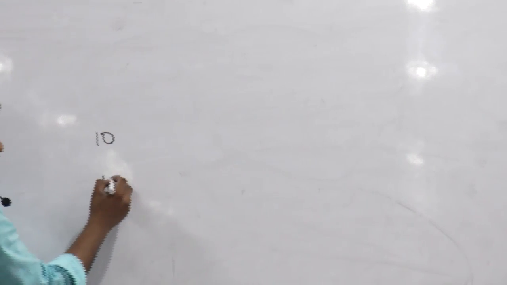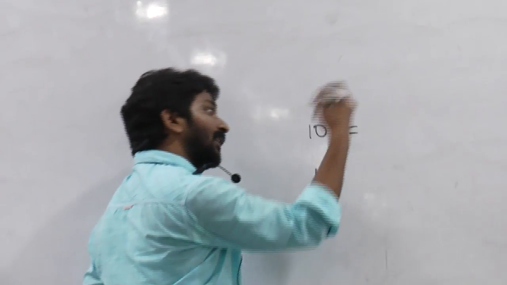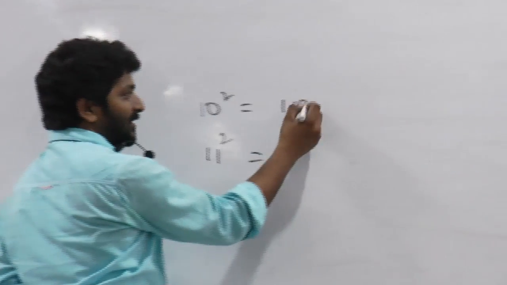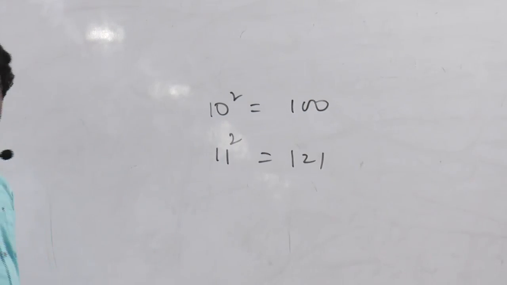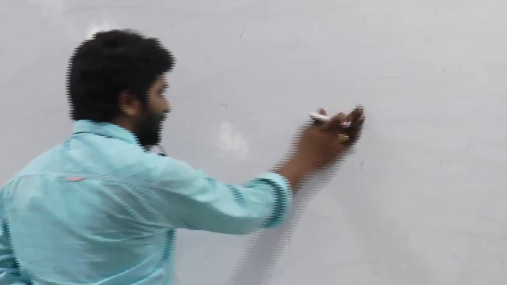In squares, even if you take a 1 difference number, the number differs a lot. Instead of taking 10 square, if you take 11 square, look at the difference in your actual answer. This is 100 and this is 121. How much difference do you have? 21. So you should be very careful in getting those numbers.